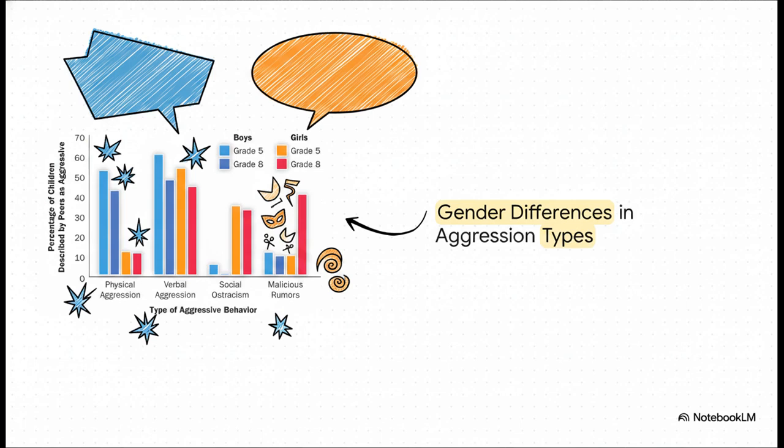It proves that while boys do heavily lean toward physical and direct verbal aggression, girls are absolutely still highly aggressive, they just shift their tactics. They tend to use relational aggression, things like social ostracism and spreading malicious rumors. So the aggression is 100% still there, it just takes on a different cultural form.